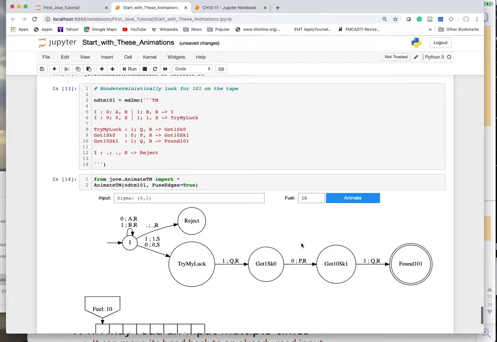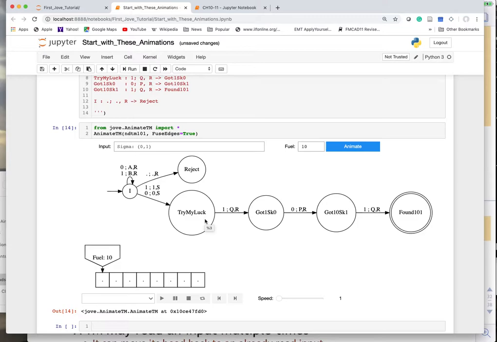A non-deterministic algorithm is almost like hoping for luck to prevail. So the non-deterministic algorithm for looking for a 101 simply says, if I'm seeing a 1 or a 0, I'm going to go to a try my luck state. Or I can keep waiting. Even though there is a 1 or a 0, I can keep moving right. Like 0, write a 0, go to the right. 1, write a 1, go to the right. So this is saying, I'm not happy yet. I'm keeping going right on the tape, right on the tape, right on the tape.